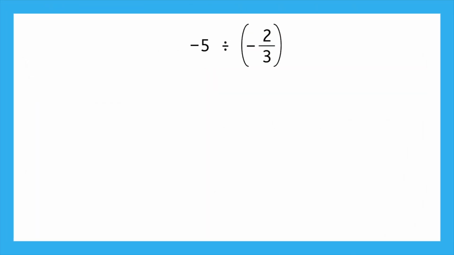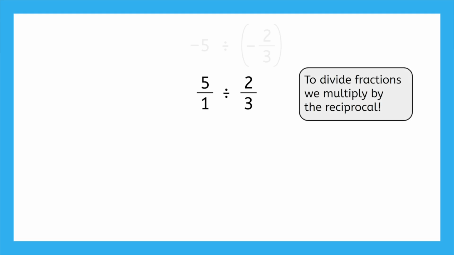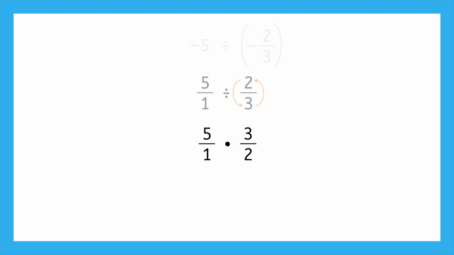Here's the expression. Just like dividing integers or decimals, we ignore the signs. Our values need to both be in fraction form, so change 5 to a fraction by writing it as 5 over 1. How do we divide fractions? Right, we multiply by the reciprocal. To do that, we multiply 5 over 1 by the reciprocal, or inverse, of negative 2/3, making our problem 5 over 1 times 3 over 2. Pause the video to take it from here.